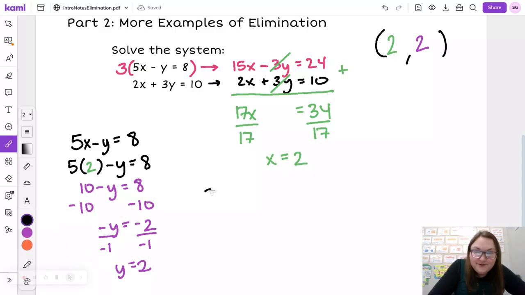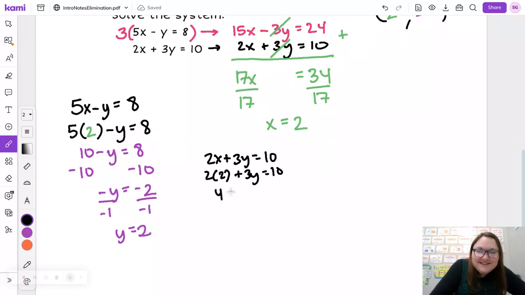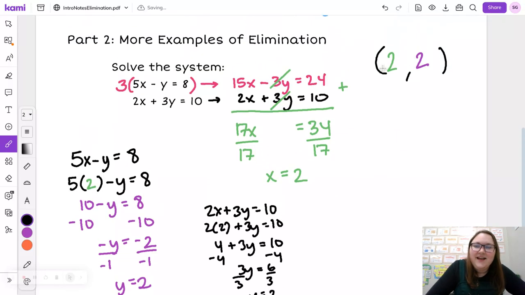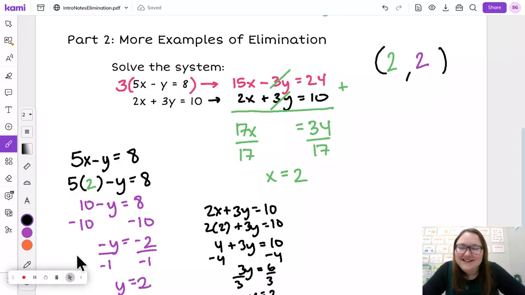You could have also used 2x plus 3y equals 10. The solving would obviously look different because it's a different equation, but it would give you the same exact solution. I would subtract 4 on both sides. I get 3y equals 6, and then divide both sides by 3 to get y equals 2, the same answer. We will be doing more examples like this with elimination in today's lesson.